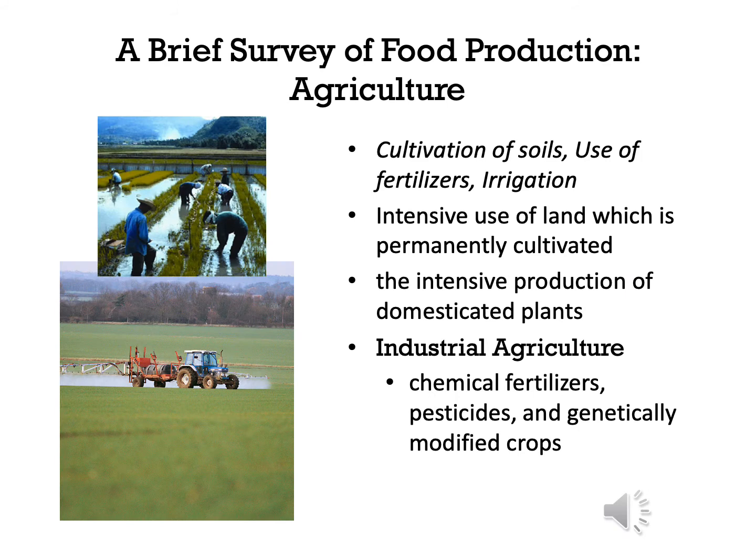Agriculture has the ability to support much larger populations. Agriculture is the cultivation of soils, use of fertilizers, and irrigation. It is an intensive use of land which is permanently cultivated. It's technically defined as the intensive production of domesticated plants.